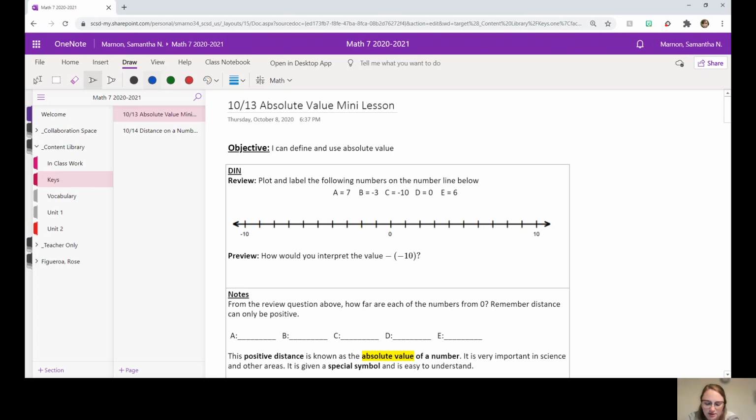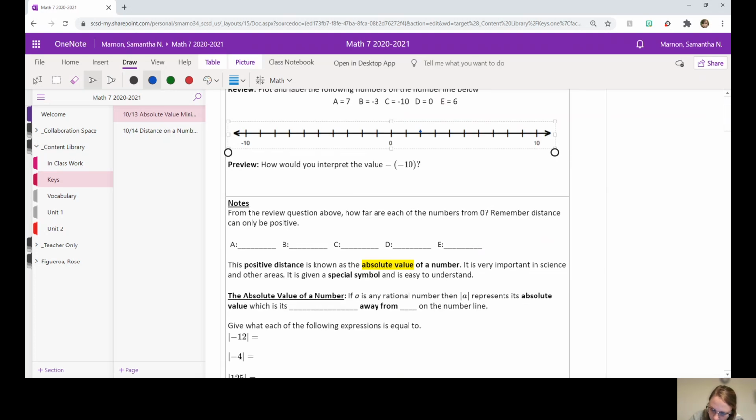So you have a DIN here. It says plot and label the following numbers on the number line below. So you have A is 7, B is -3, C is -10, D is 0, E is 6. And all it wants you to do is on the number line right where they are. So if A is 7, I can count that that's 1, 2, 3, 4, 5, 6, 7. So this point is A.